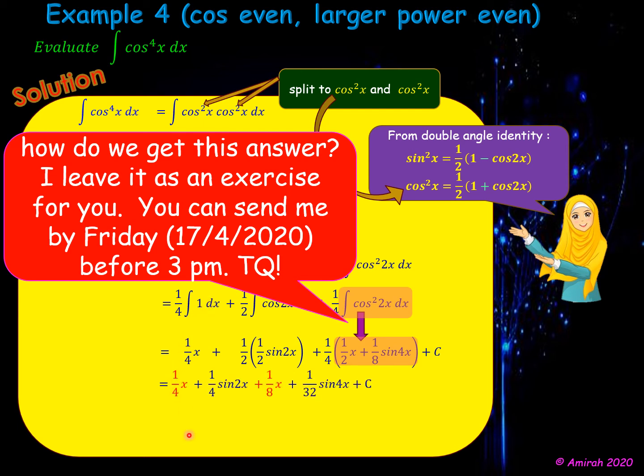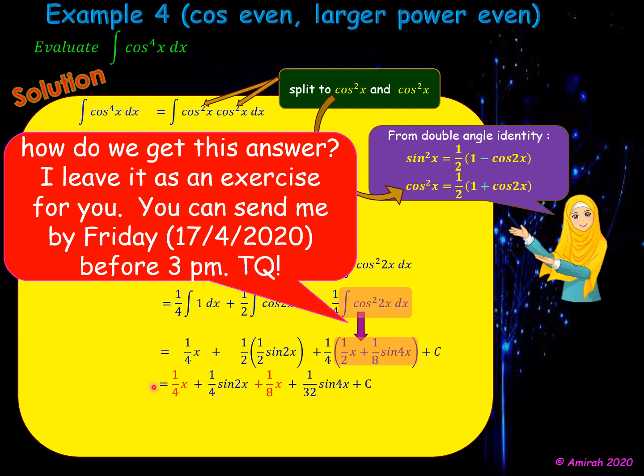Okay, we continue. And after we integrate cos squared 2x, then we get this answer. Then we need to expand half times half. So we have 1 over 4 sine 2x. And we expand 1 over 4. We multiply with half x. So we have 1 over 8x. And then we multiply 1 over 4 with 1 over 8 sine 4x. So we have 1 over 32 sine 4x plus c.